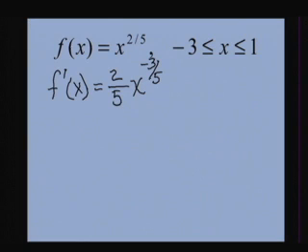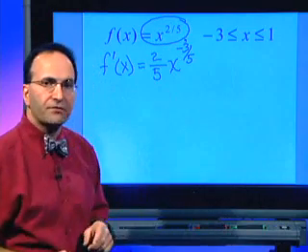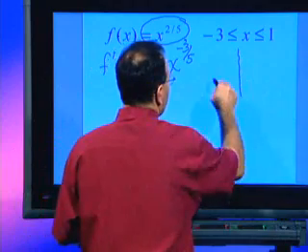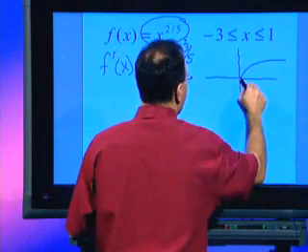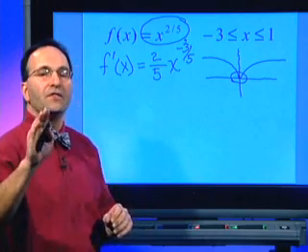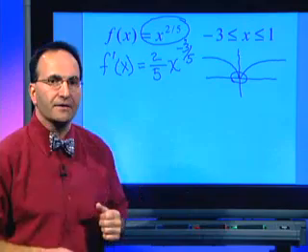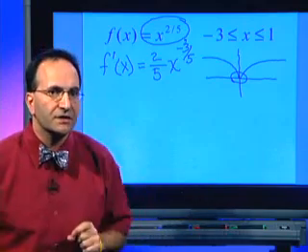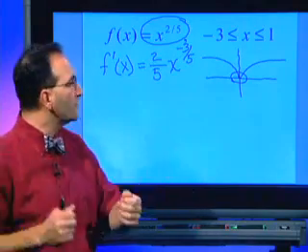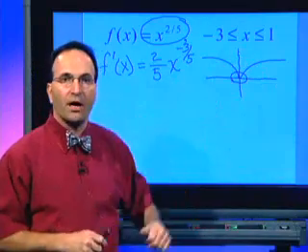As it turns out, if you were to graph this function, f of x equals x to the 2/5, it looks like this. That is a cusp right here at x equals 0. So we don't have that the first derivative equals 0, but what we do have is that it fails to exist. It's undefined. So we still have to consider x equaling 0 to be a critical point. So we'll work with x equals 0 and the two endpoints, which are -3 and +1.